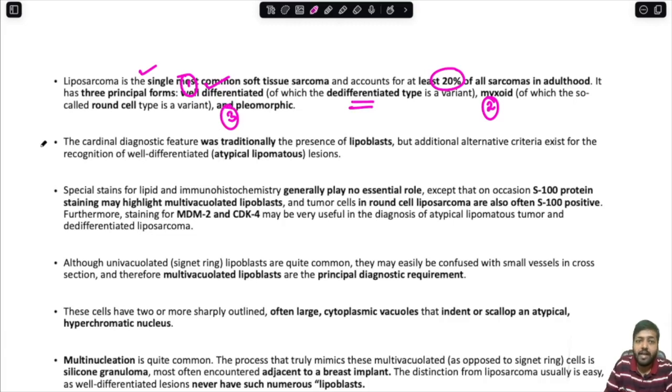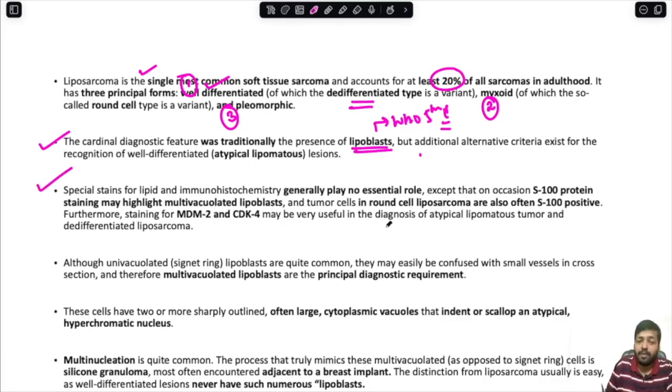So the cardinal diagnostic feature was traditionally the presence of lipoblasts, okay, but the current WHO 5th edition states that the presence of lipoblasts does help in the diagnosis, but it is not essential for making a diagnosis, okay. So that is why, although the cardinal diagnostic feature was traditionally the presence of lipoblasts, additional alternative criteria exist for the recognition of well differentiated atypical lipomatous lesion.